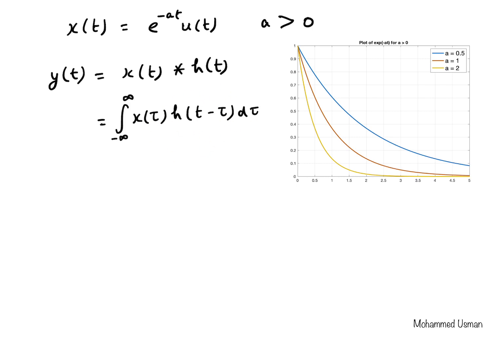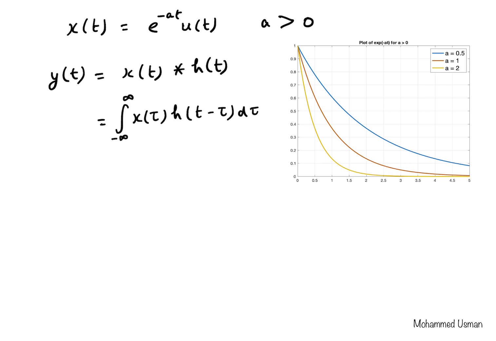That way we will see for what combinations of h of t minus tau the product inside this integral is non-zero, because we are interested only in the range where the product of x of tau and h of t minus tau is non-zero. For all other values we are not interested, because the product becomes 0 and therefore the integral becomes 0. So we want to find the range of values of t for which this product becomes non-zero. We will illustrate that with the help of diagrams.